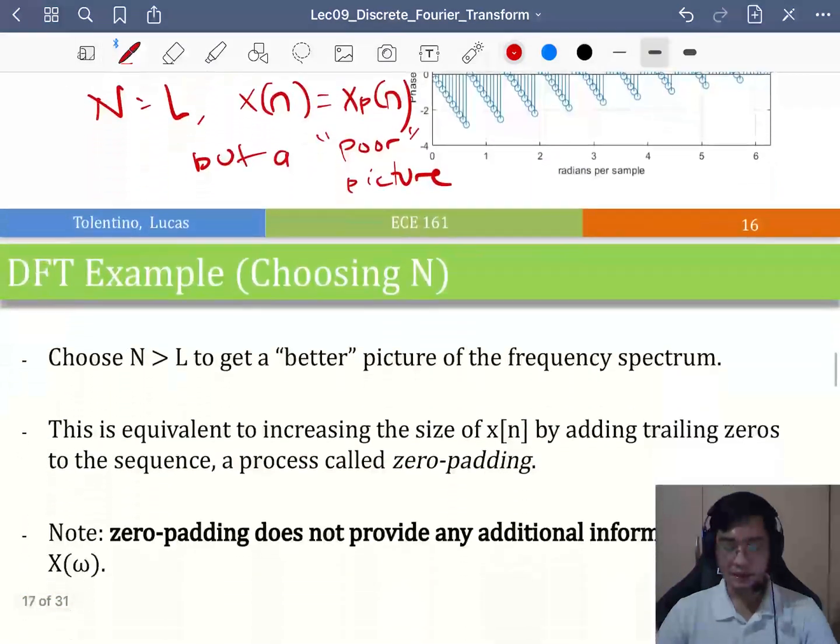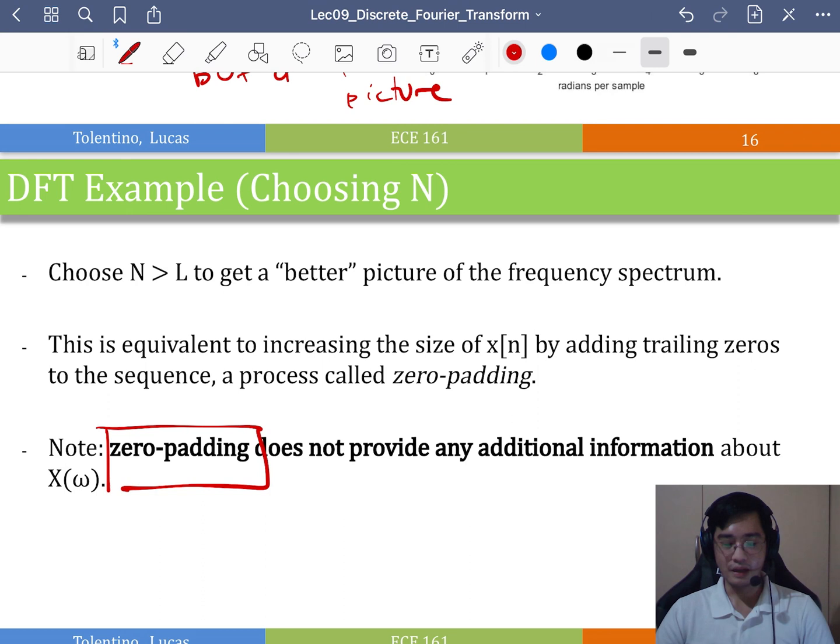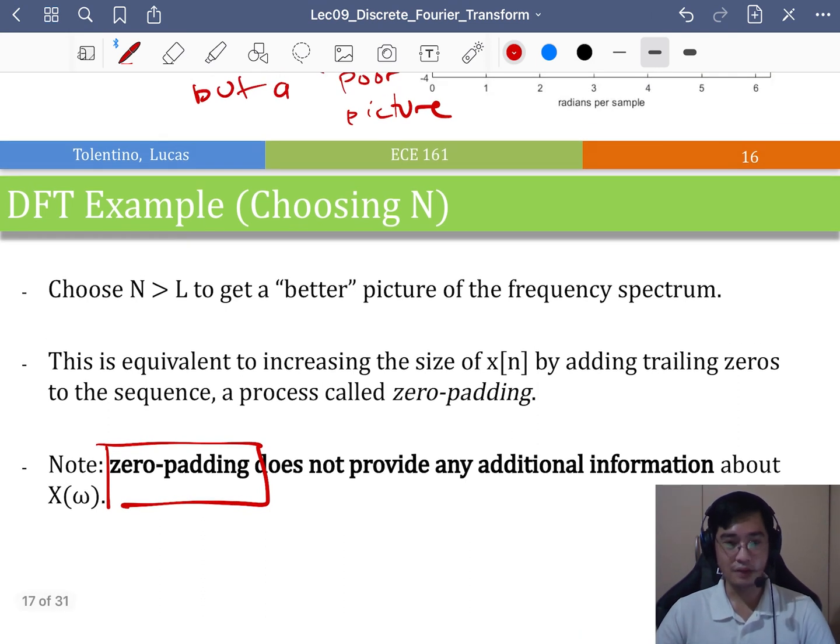So some comments about n greater than L. What we are actually doing is appending zeros, or what we call zero padding, right? Some caveat here is that zero padding does not provide additional information about x of omega or x of n because we just add zeros, but it actually improves the picture of the frequency spectrum.